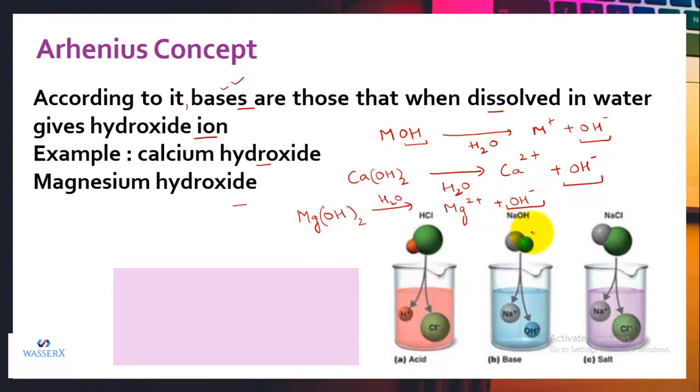In this figure, we have an example of NaOH. NaOH also possesses the hydroxide ion. This is the hydroxide ion. When NaOH is dissolved in water, you can see that it is breaking to form sodium ion and the hydroxide ion. So that means it is also an Arrhenius base. If any substance possesses the hydroxide ion, it is regarded as an Arrhenius base. So I think it's clear how you're going to define the Arrhenius acid and the Arrhenius base.